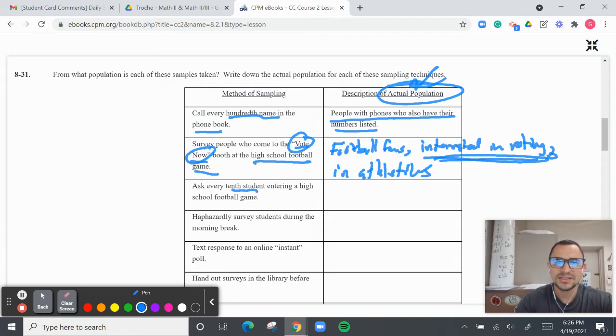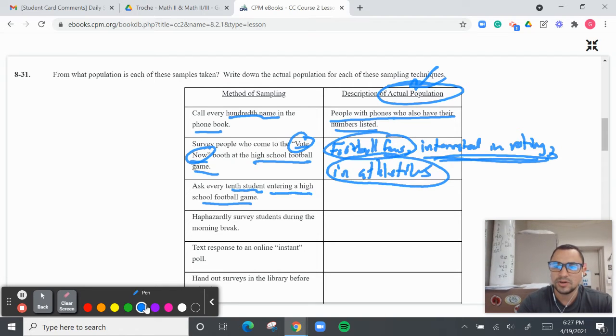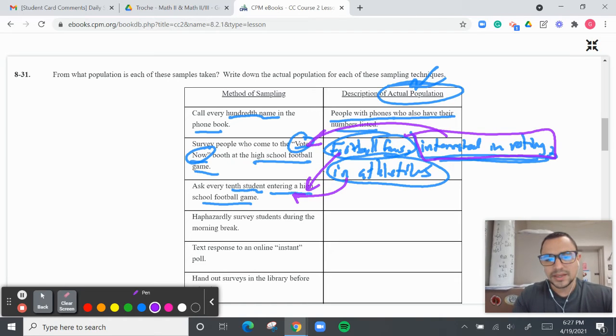Ask every 10th student entering a high school football game. Again, that's the thing. It's limiting to people that are in the athletics or that like football. So I would say, if I can go back real quick, interested in voting is more for the Vote Now. And then entering the high school football game is just going to be people that are in the athletics or that are football fans. Those are the main things.